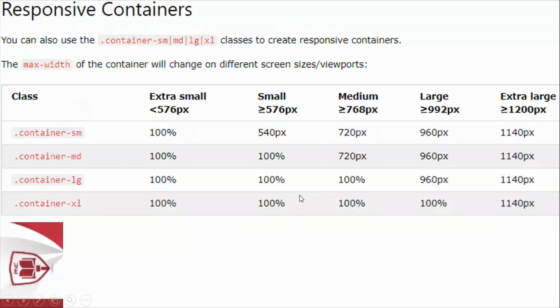So next one is the responsive container. If you want to make your containers responsive, this dash md is for the medium device, this is for the large, this is for the extra large. So these are the sizes actually, for sm, when you consider md, lg and xl.